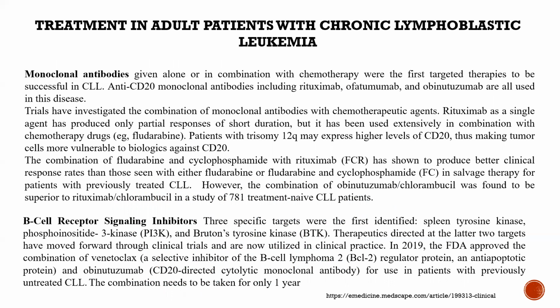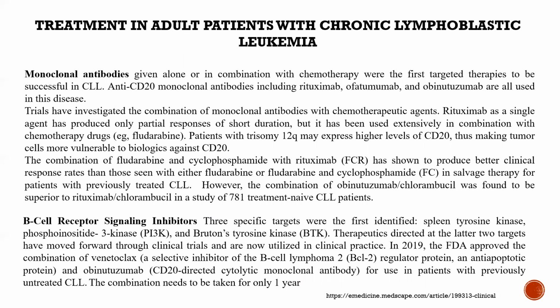Trials have investigated the combination of monoclonal antibodies with chemotherapy agents, and rituximab as a single agent produced only partial response of short duration. But patients with trisomy 12 may express high levels of CD20, making tumor cells more vulnerable to biological agents against CD20. The combination of fludarabine and cyclophosphamide with rituximab has been shown to produce better clinical response than that seen with either fludarabine and cyclophosphamide alone in salvage therapy for patients with previously treated leukemia.